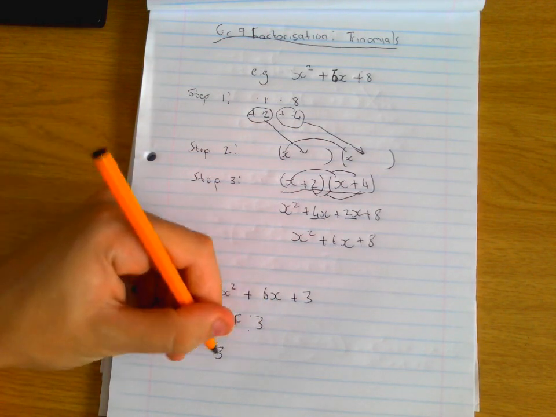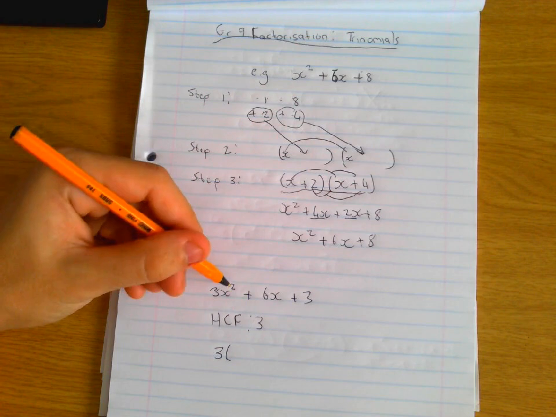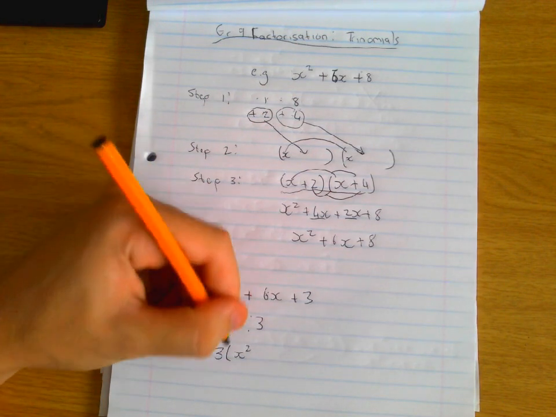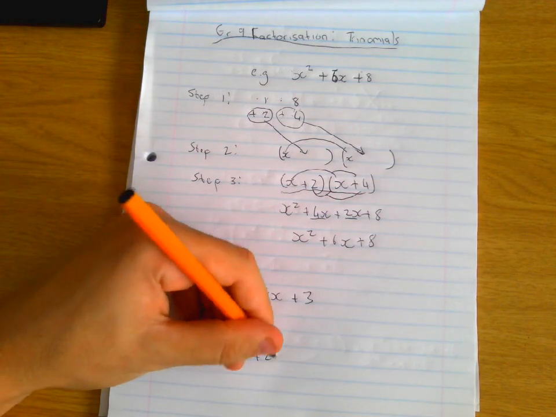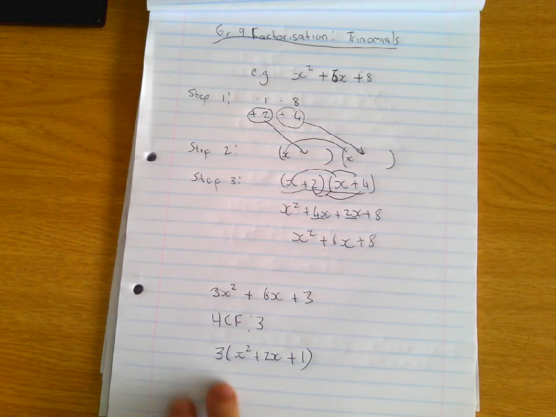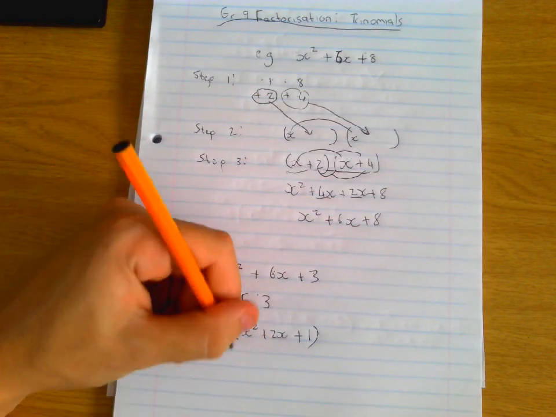Alright, the 3 goes outside the brackets. 3x squared divided by 3 is just x squared. 6x divided by 3 is 2x. And then 3 divided by 3 is 1. Okay, now I have a trinomial that I can factorize over there. Right, so that's what I'm going to do.